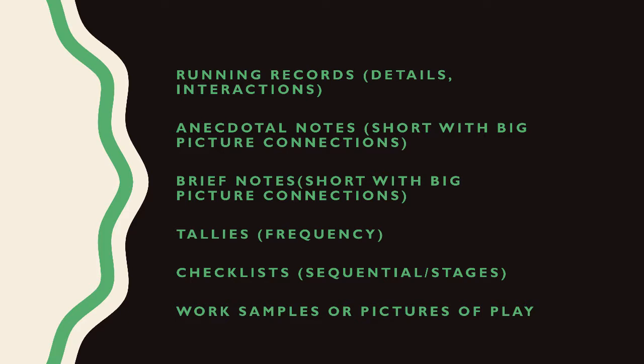There are many different ways you can gather information. Running records are very helpful in looking at details, looking at interactions between children and adults, in trying to get a big picture view of what's happening, so other factors that might be impacting a child.